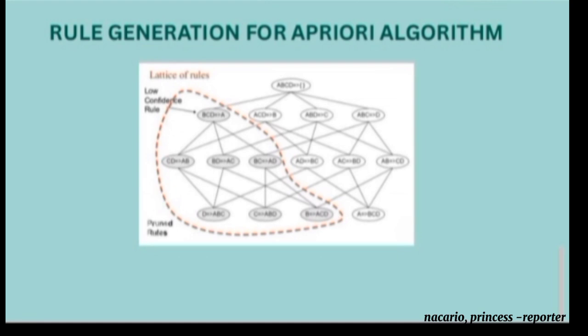Rule generation for the Apriori algorithm. The lattice diagram shows how rules are formed from a frequent item set like A, B, C, D. Nodes represent possible rules. Edges show how rules are derived by splitting LHS and RHS. Pruned rules, lower left: these are rules not generated due to low confidence. Low confidence area: this area in the lattice has rules with low confidence and can be skipped.